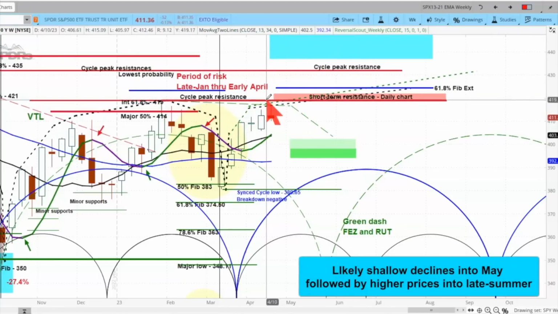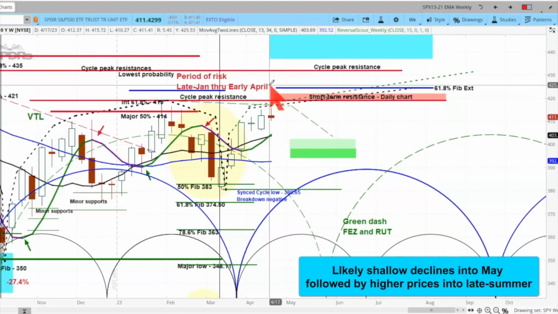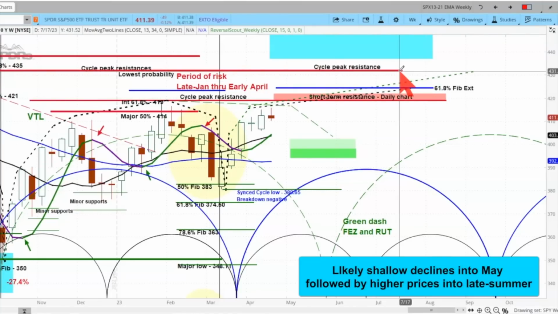The probabilities are very high of getting out over that cycle peak resistance right there, which is around 419 on the SPY. And then between that 419 area and 422 right there are where those short-term resistances are. And then a major 61.8% fib extension right up over here around 424, and this major peak right over here up there around 431.